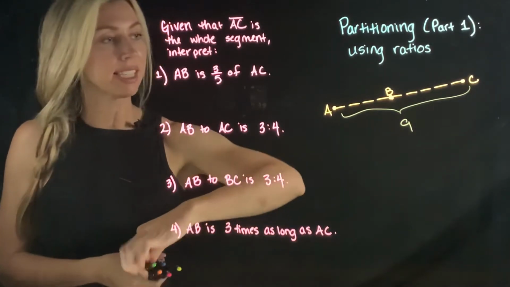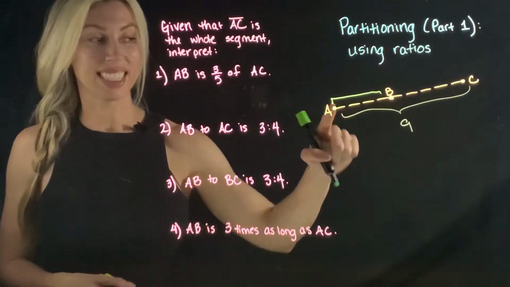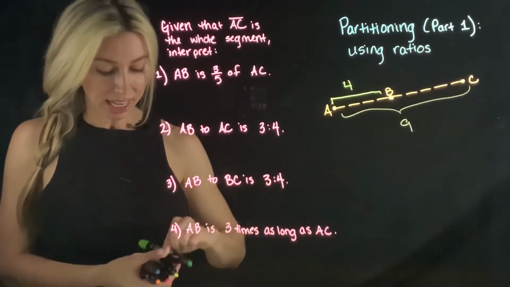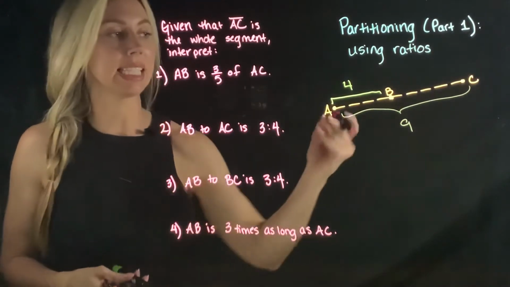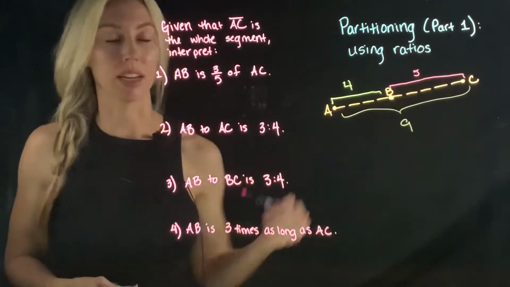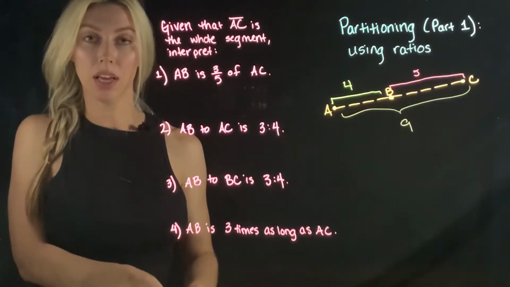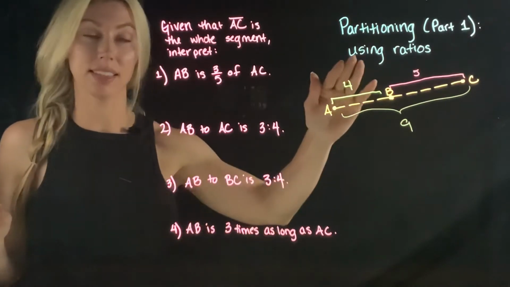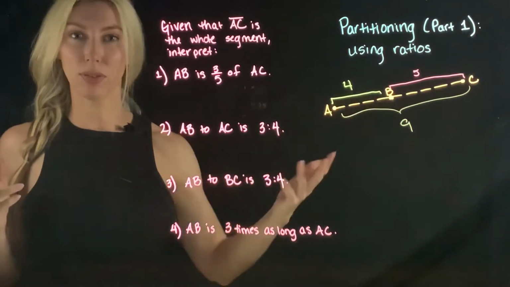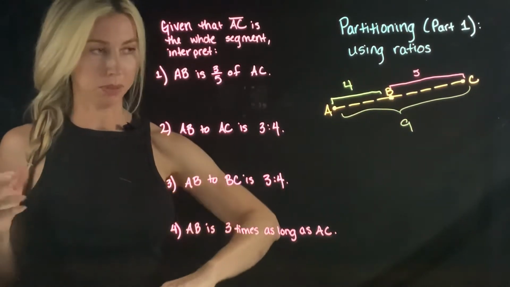And if I look at the segment from A to B, I can see that that takes up 4 of those sections. And then over here from B to C, that accounts for 5 of those sections. So what you need to be able to do in the questions that you're asked about partitioning is to write that in different ratios. So I'm going to give you some examples so you understand what I'm talking about.